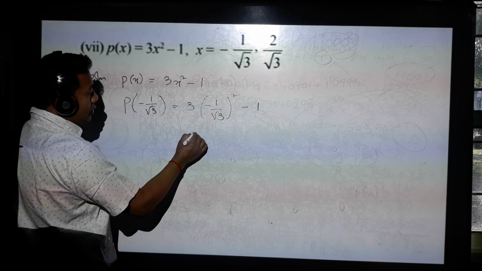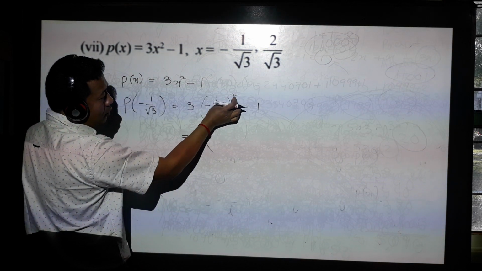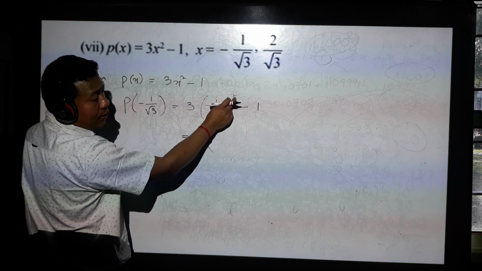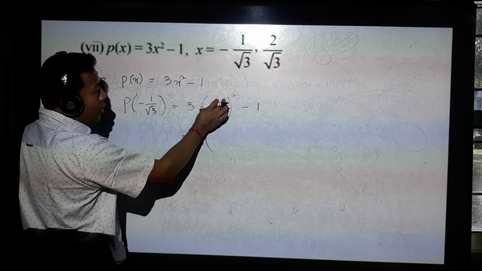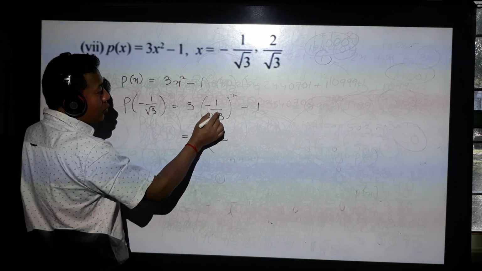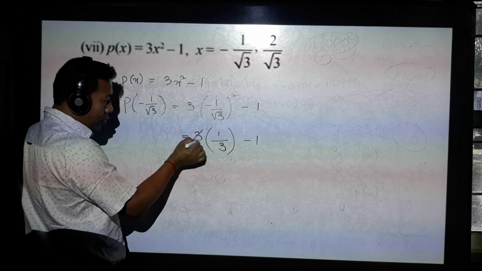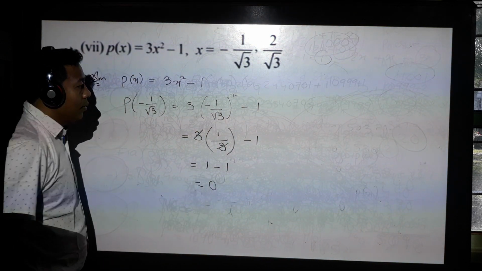So what you can get is 3. Anything to the power, even if it is negative, if the power is an even number, the whole thing becomes positive. This 1 square means 1. Root 3 square, you get 3. Minus 1. 3 cancels, you get 1 minus 1, you get 0.